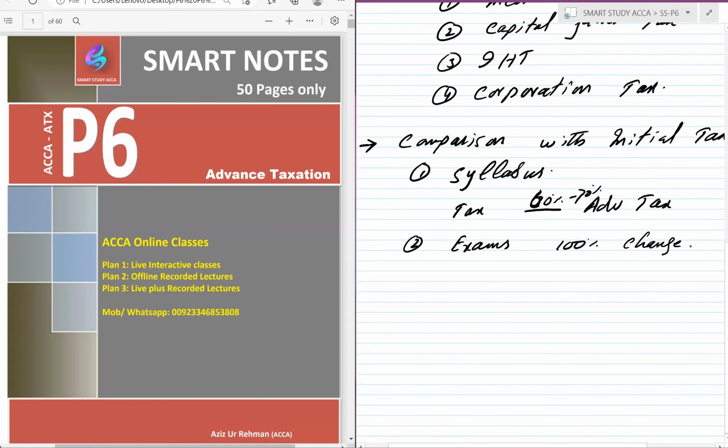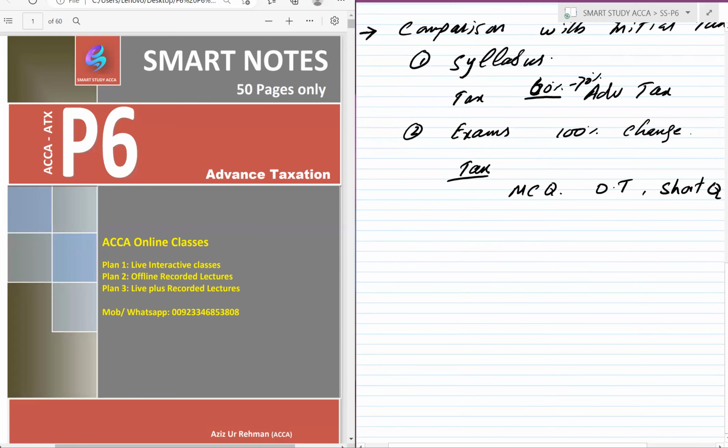In your initial taxation paper, there were MCQs, there were OTs, meaning blanks or matchings, and there were a few short questions. But in the advanced taxation paper, there will be no MCQs, no OTs, no short questions. Straight away, there will be long questions.